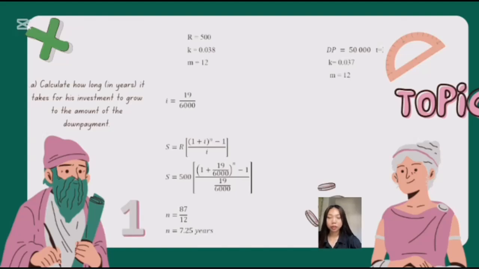We solve this question by calculator using shift solve, and we got the answer 87/12. The question wants the answer in years, so we just divide by 12. 87 divided by 12, so the answer will be 7.25 years.